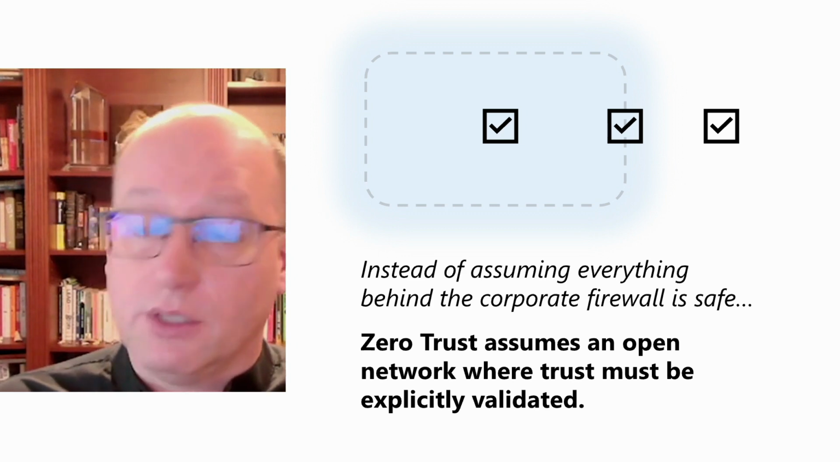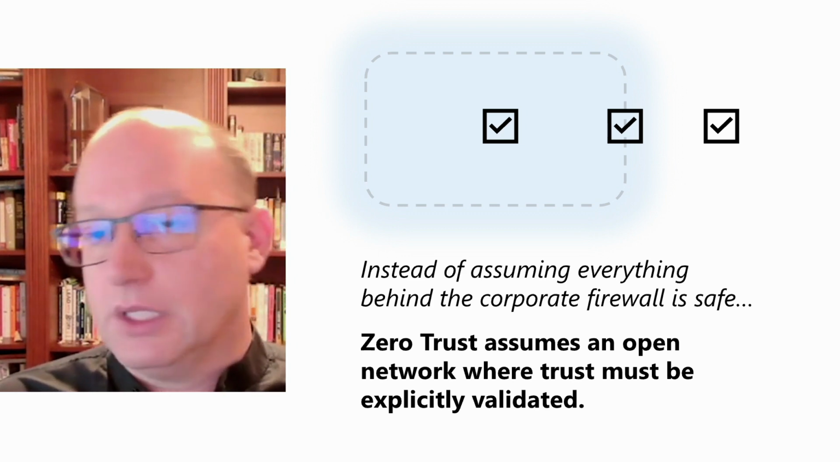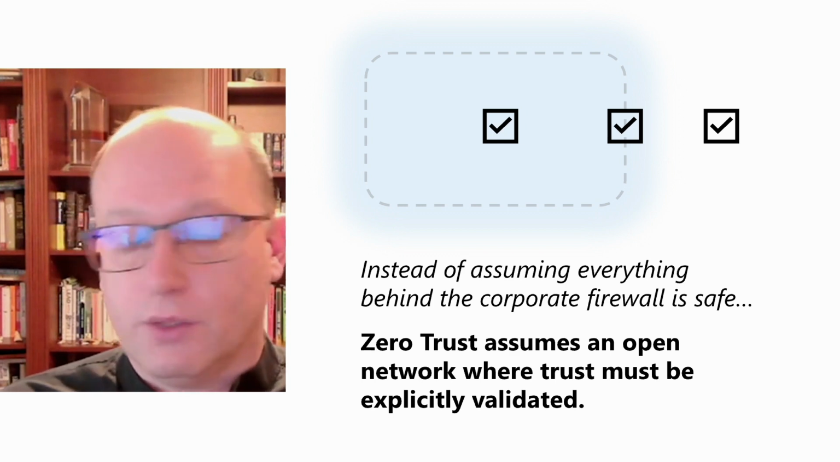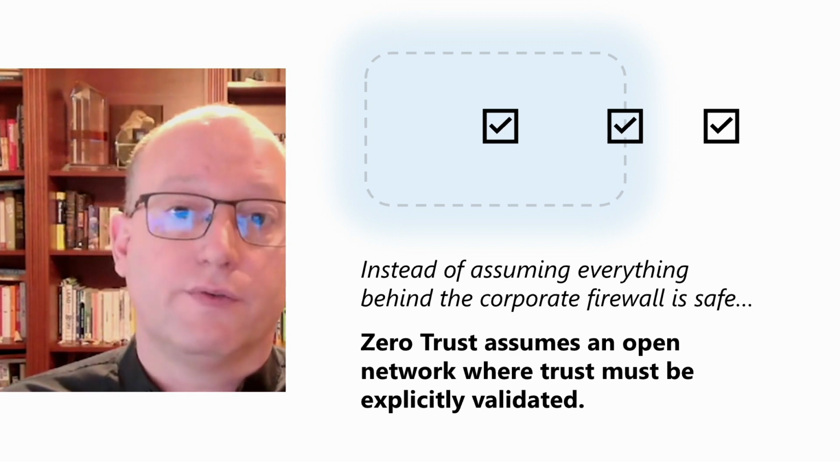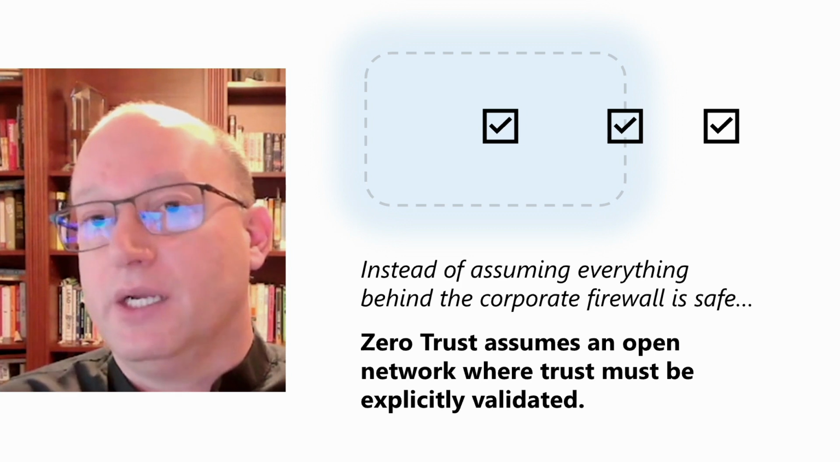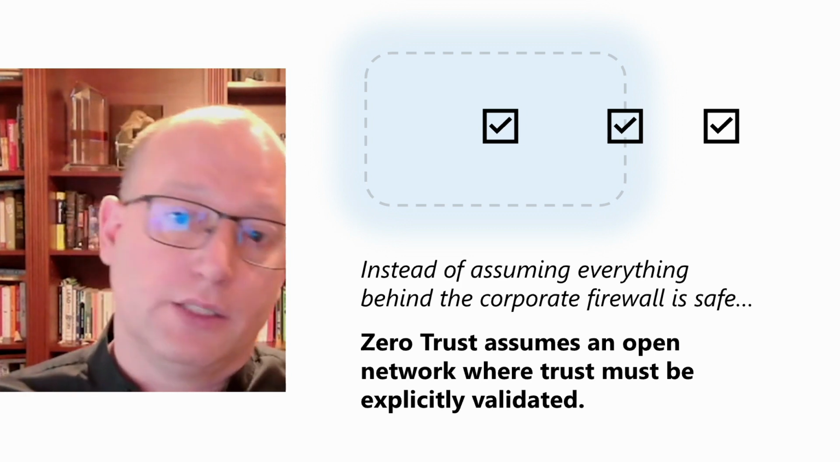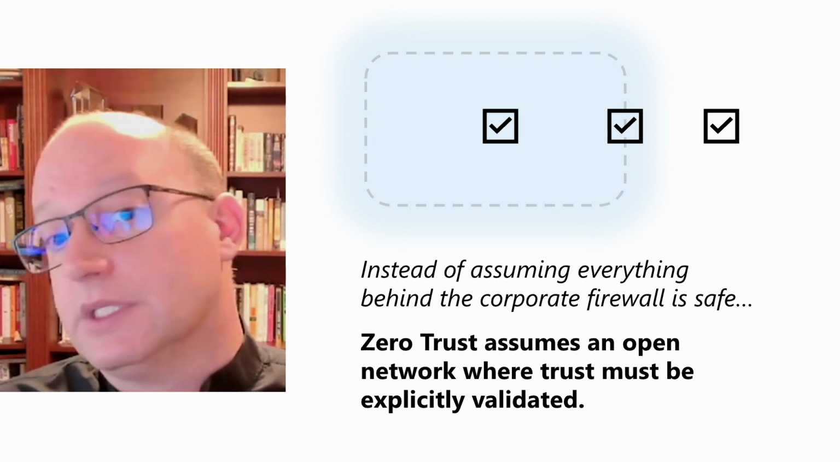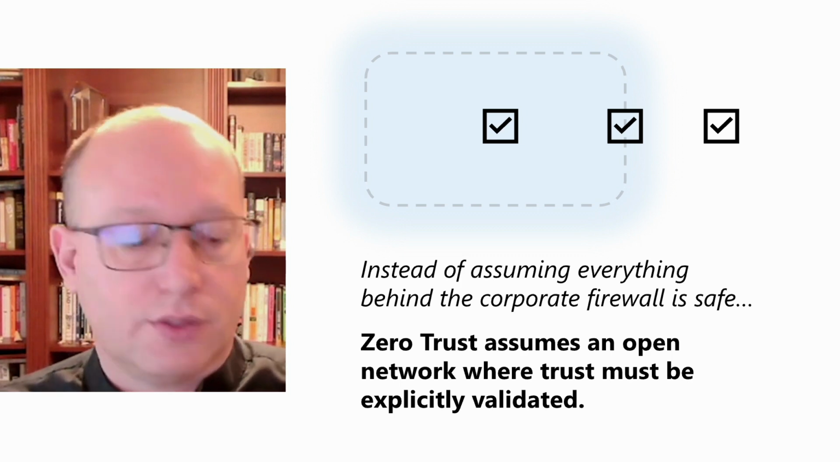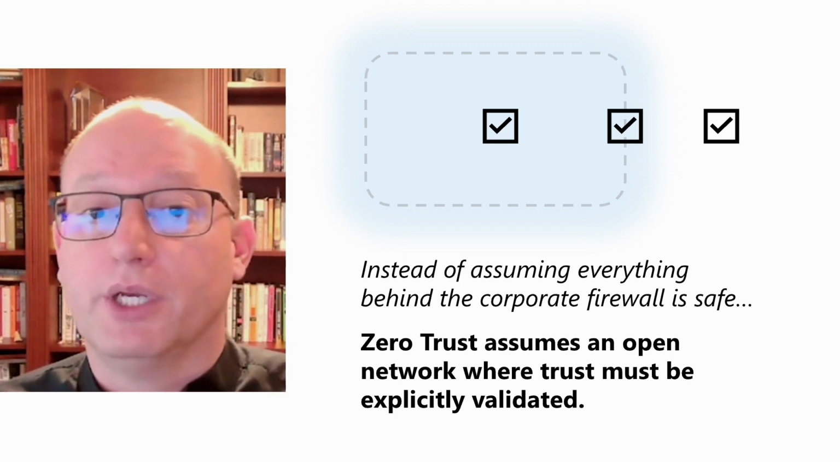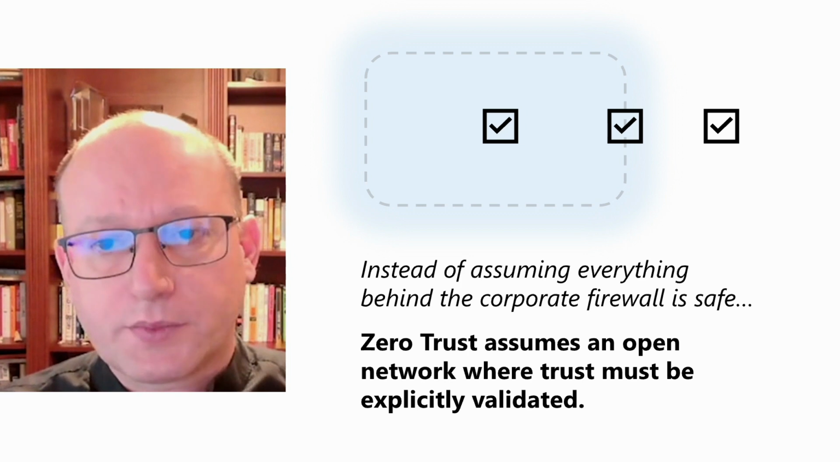The network is an interesting and useful control still. You're not going to take your firewalls down or anything like that, or your web application firewalls. You still have a use for those things, but you're not betting your entire security posture on it. You're explicitly validating trust wherever these assets go. And so that's really what zero trust is in a nutshell. We're going to talk a lot more about it as we go through.